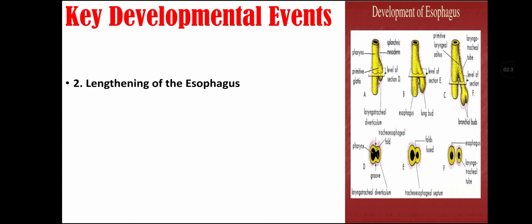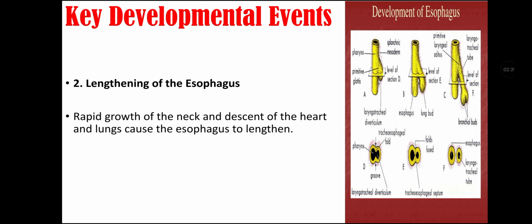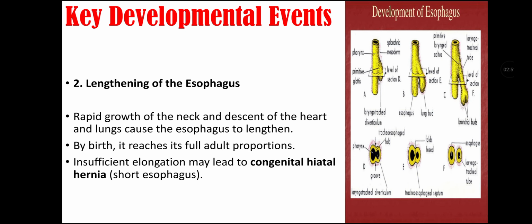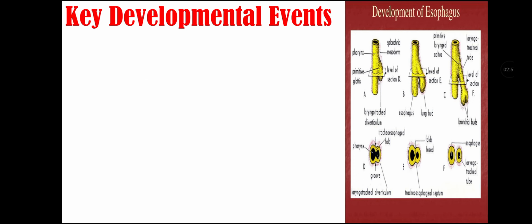The second event is lengthening of the esophagus. That is because of the rapid growth of the neck and descent of the heart and lungs that cause the esophagus to lengthen. By birth, the esophagus reaches its full adult proportions. Insufficient elongation may lead to congenital hiatal hernia, because of a short esophagus.